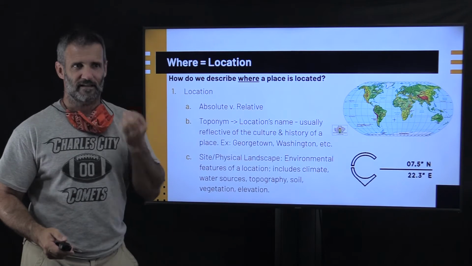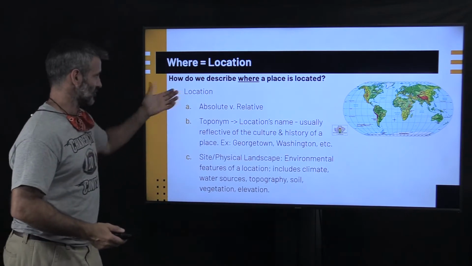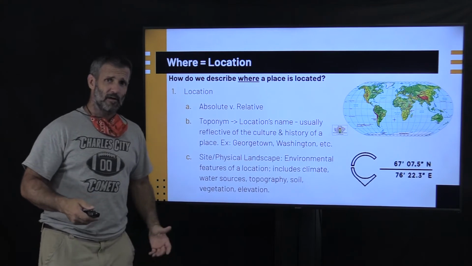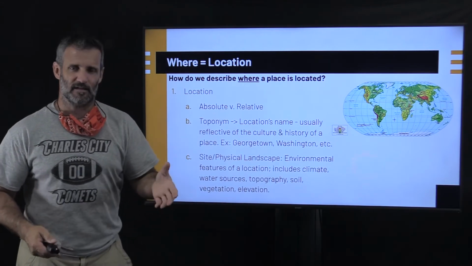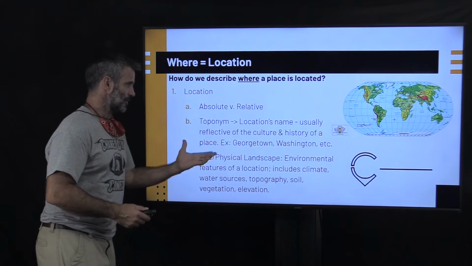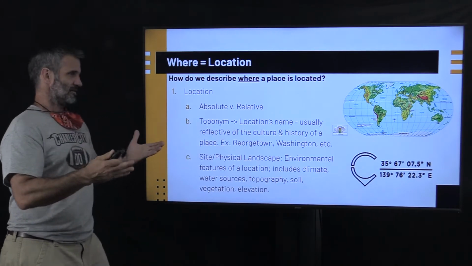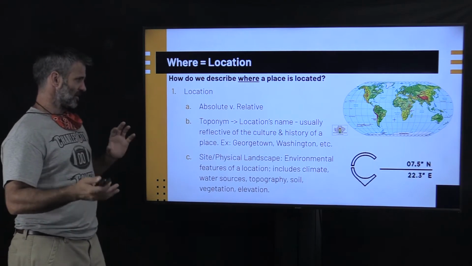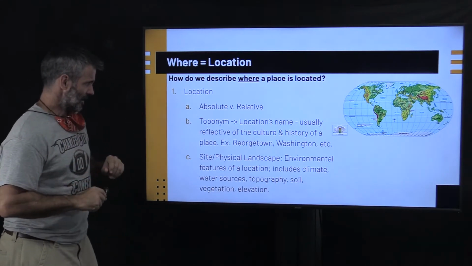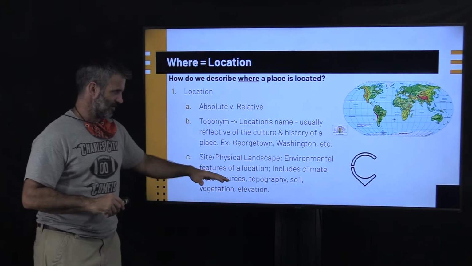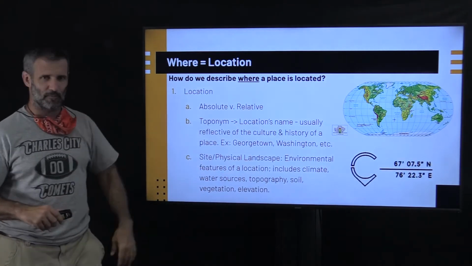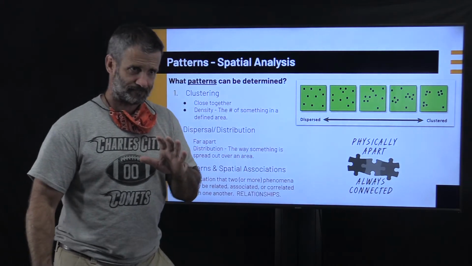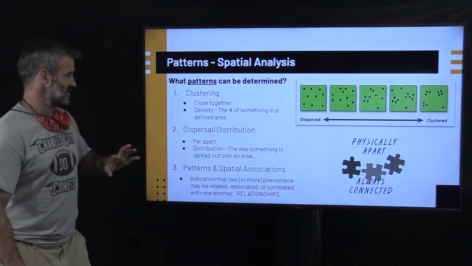The where. That's the absolute versus the relative. Toponym is just a name. Think about the Badlands in South Dakota. That toponym reflects how people viewed that area, but also gives a little bit of an idea. You also got the site, the physical landscape, the environmental features, the weather that it would have on it. Patterns. We've already talked about this a little bit.